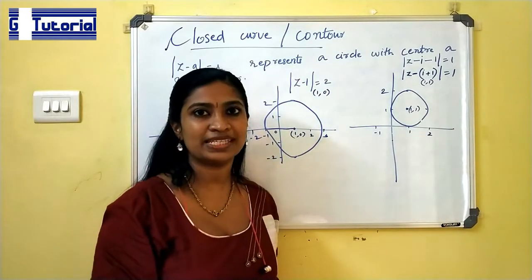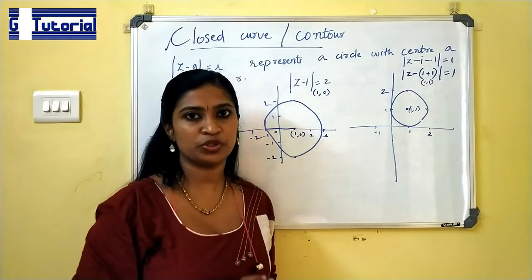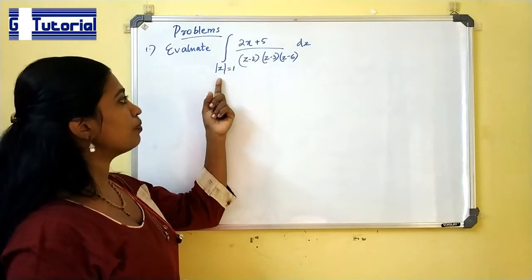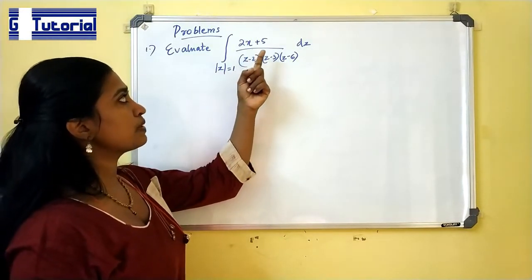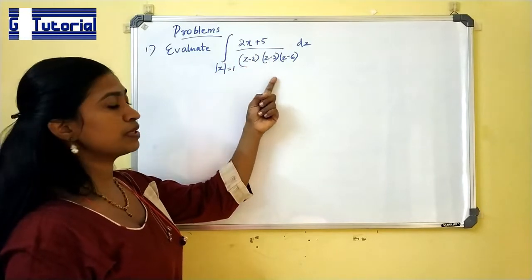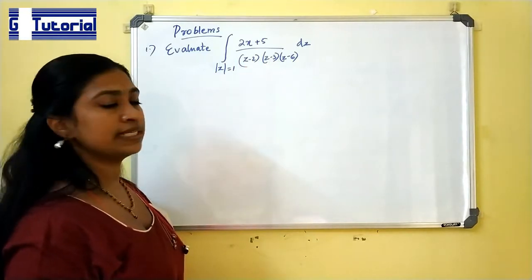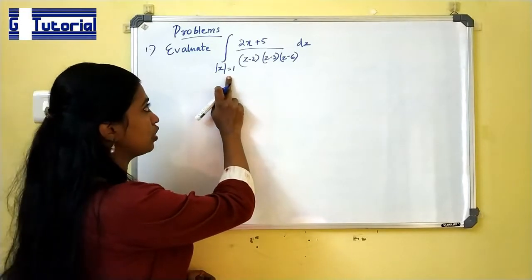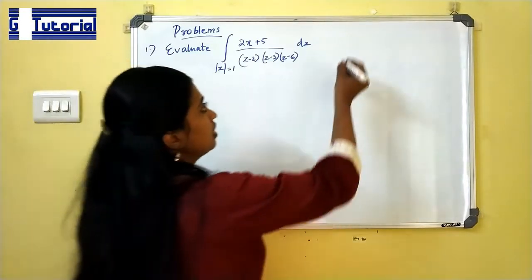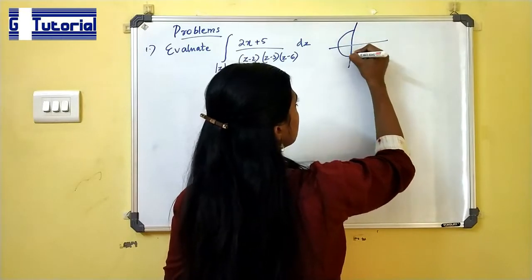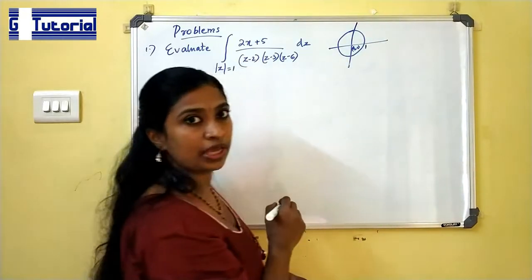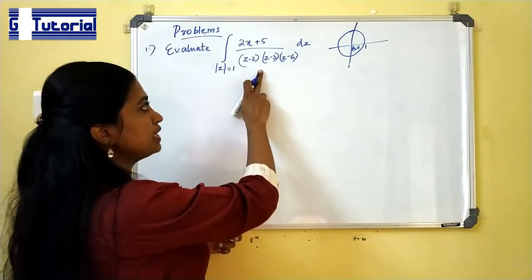Okay. Now we can do some problems with this. This is the first problem. Evaluate the integral over mod z equal to 1 of 2z plus 5 by z minus 2 into z minus 3 into z minus 6 dz. Here the closed curve or contour is mod z is equal to 1. It is a unit circle with center as origin 0, 0 and radius 1. We are asked to evaluate this integral.